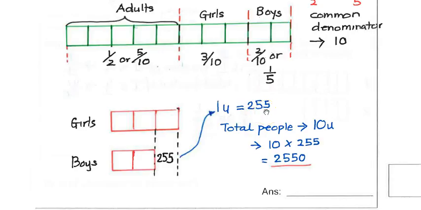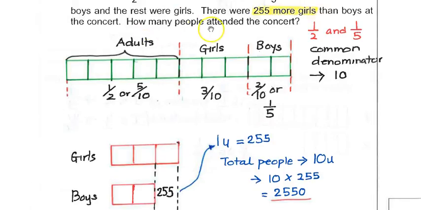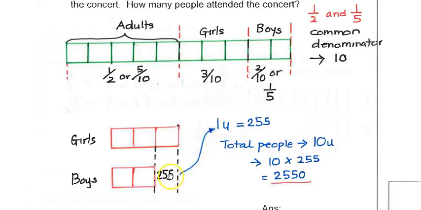That's it. Once you find 1 unit, you can work out everything. Question: how many people attended the concert? So there are 10 units. 1 unit we found out is 255. So 10 units is 10 times 255, which gives you 2550. Look at your worksheet again, try to do it, copy this and try to understand.